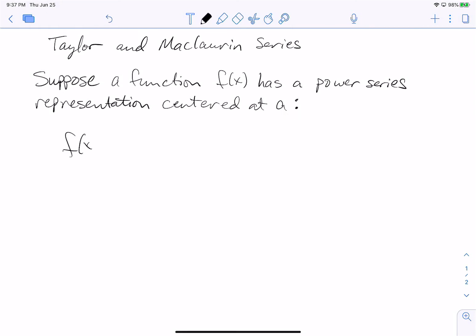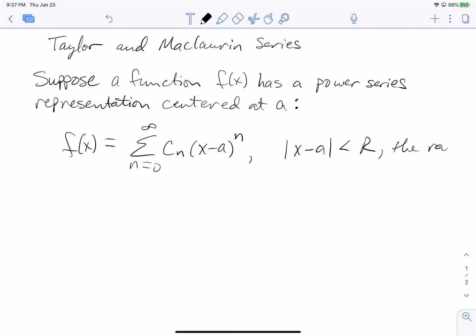And we'll say that f of x has the representation, the sum as n goes from 0 to infinity, of c sub n times x minus a to the n, where the absolute value of x minus a is less than r, the radius of convergence. We're going to go through a process by which we're going to be able to determine the coefficients of each term c sub n. I'll start by expanding out the series.